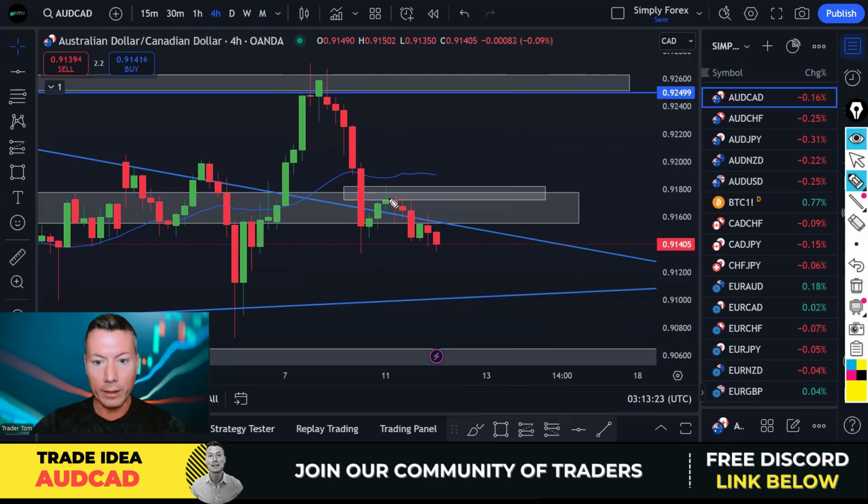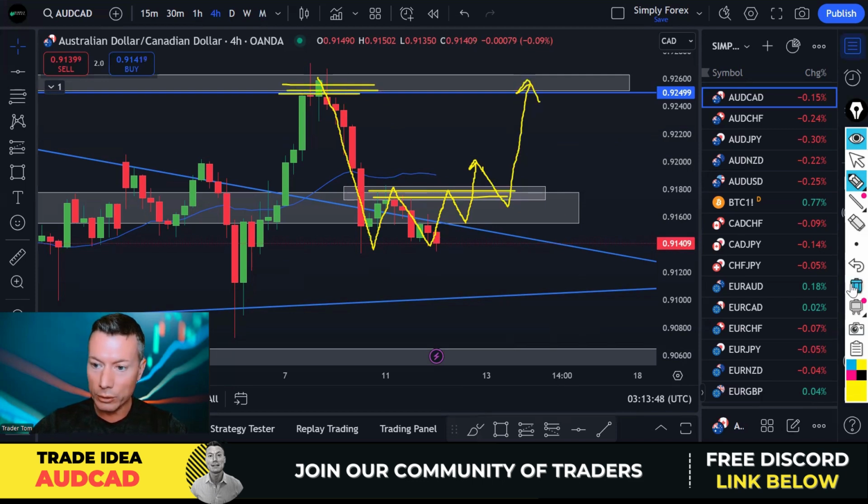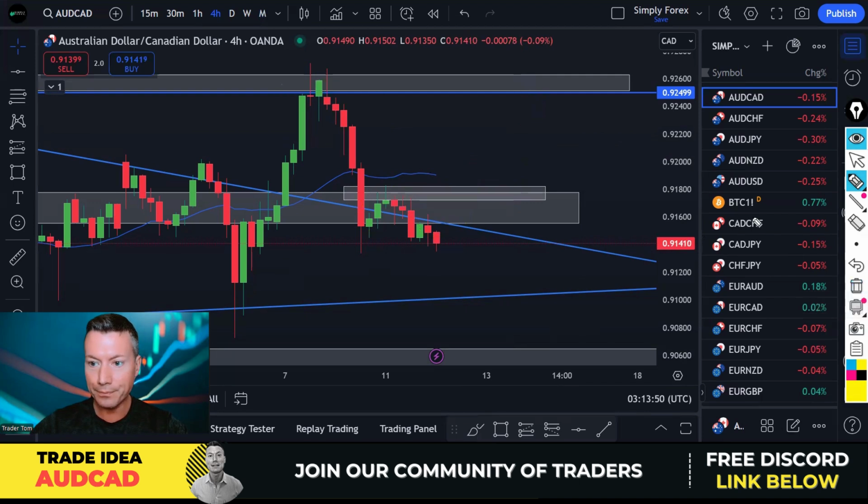Now, all I want to see is a break of this level. You can see my grey support and resistance zone in there. I just want to see something like this happen. Maybe it tests it again, and then we get a break. As soon as we get a break of this level, and the H4 trend is confirmed as an uptrend, I'll wait for a retrace and then take price back up to these highs. So Aussie dollar Canadian dollar buys.